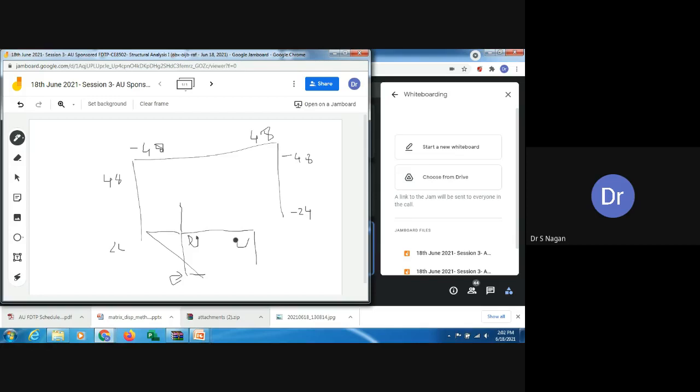Then here plus 48. Apply a clockwise moment, so the beam will be pushed up. Then connect these two. Then come to this column. We have minus 48. Apply an anti-clockwise moment, so it will move here. Then minus 24. Apply again an anti-clockwise moment and see where the column will be going. The column will be going inside. So connect these two.